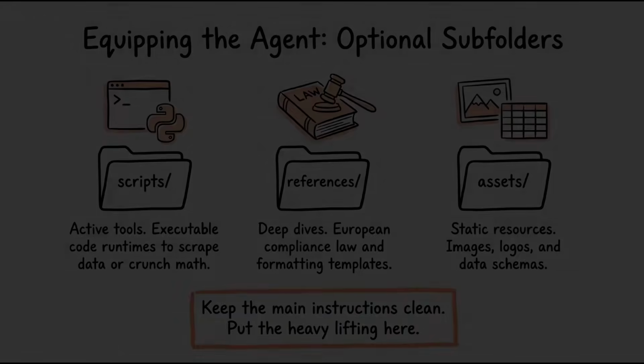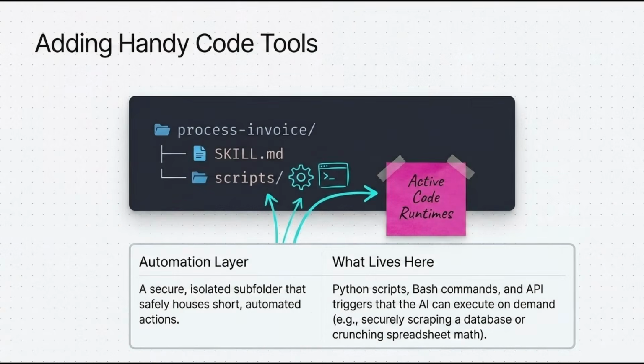The first really common one developers use is the scripts folder. This is dedicated entirely to executable code runtimes. When you say executable code runtimes, for someone who isn't a developer, what exactly are we putting in there? You're putting in actual runnable code. Think Python scripts or Bash scripts, which are basically just command line instructions you'd normally type into a terminal to move files around or automate tasks in the background. Oh, I see. So if your AI needs to actually run a complex math calculation or securely scrape a specific database, the code to perform those actions lives right here in the scripts folder. So we have active functional tools in the scripts folder.